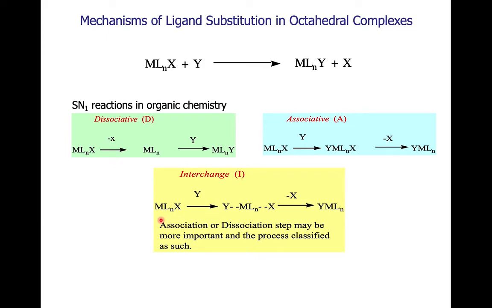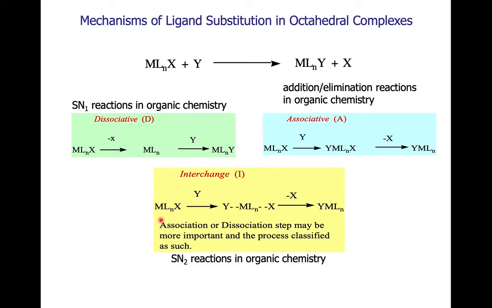And what do each of these look like? The dissociative looks like the SN1 reaction from organic chemistry. The associative looks a lot like an addition-elimination reaction from organic chemistry. And we finally got back to SN2. The interchange looks like the SN2 from organic chemistry, where the MX bond is breaking precisely as the MY bond is forming.